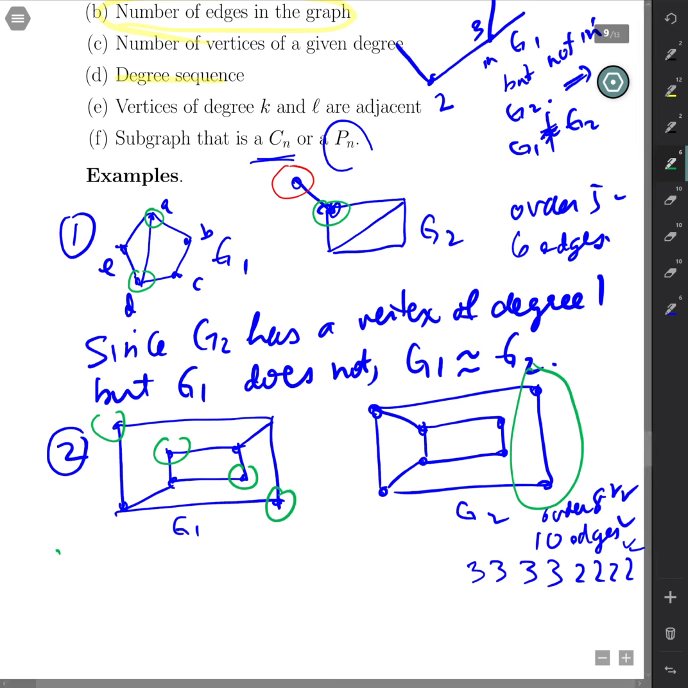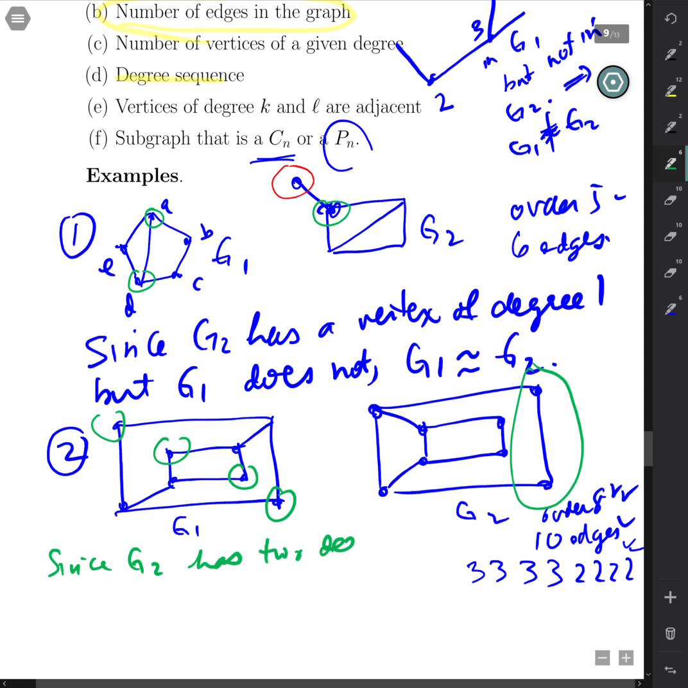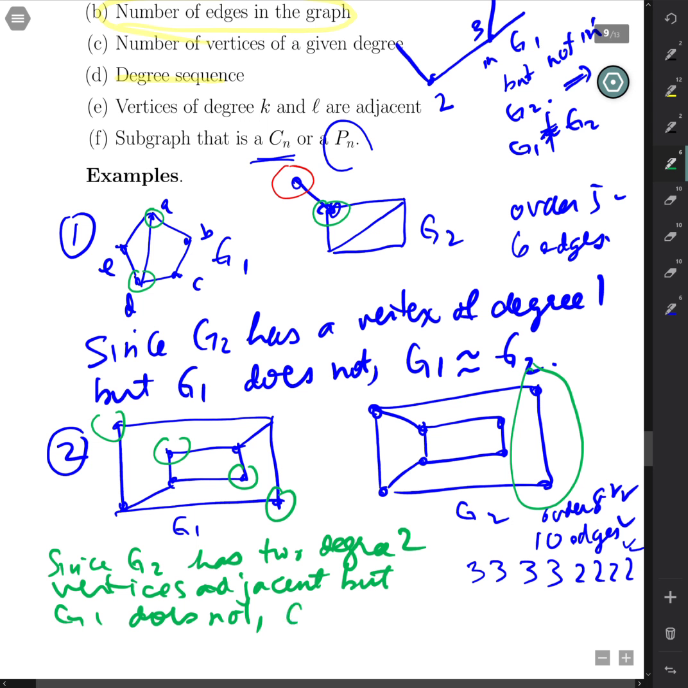So since G2 has 2 degree 2 vertices adjacent, but G1 does not, G1 and G2 are not isomorphic. Slash through it to indicate that.